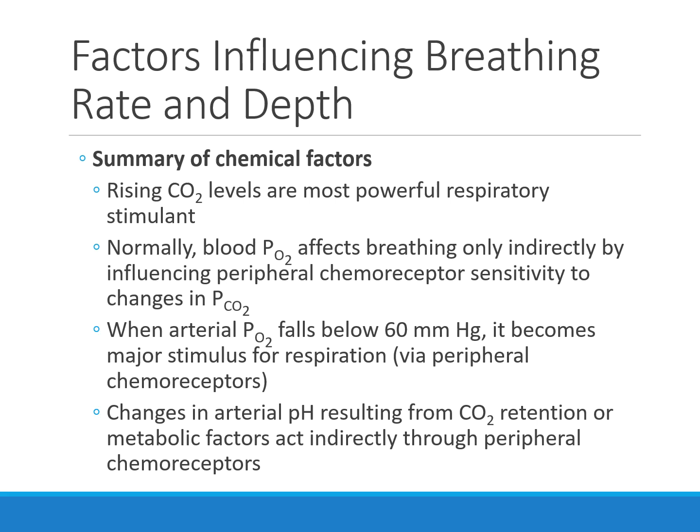Normally, your blood oxygen levels affect breathing only indirectly by influencing the peripheral chemoreceptor sensitivity to changes in carbon dioxide. If your arterial oxygen levels fall below 60 millimeters of mercury, that becomes a major stimulus for respiration. But remember, you have a huge reserve, so it's pretty hard to do that. And changes in the arterial pH resulting from carbon dioxide retention or metabolic factors act indirectly through peripheral chemoreceptors.